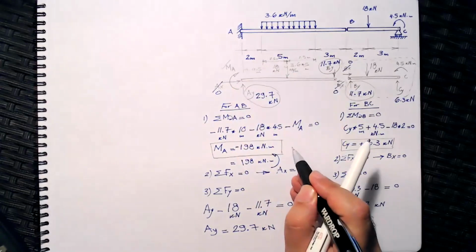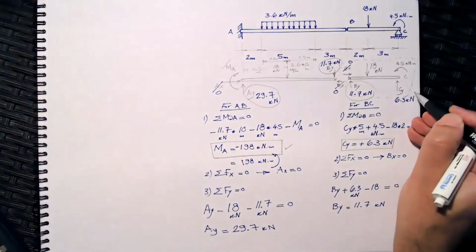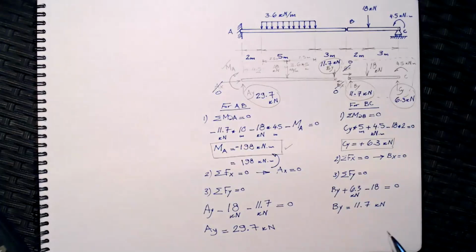So this shows that we figured out the reaction AY, we figured out the internal forces, we figured out this moment, and we figured out CY. And this is pretty much it. This is all what I wanted to say about dealing with the intermediate support. And I will see you in another video.